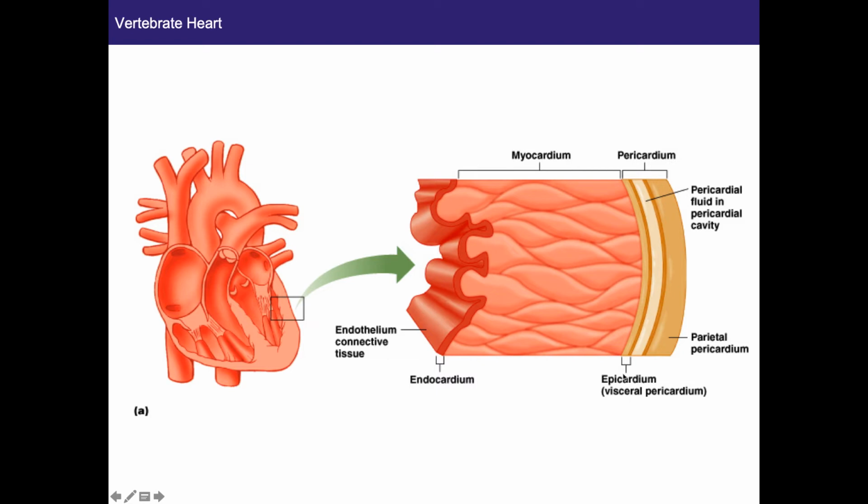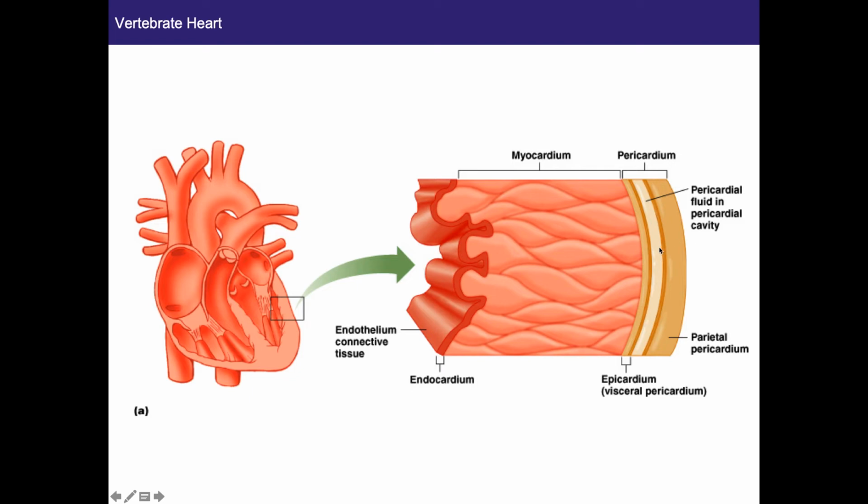And in between these two membranes is fluid. This is the pericardial fluid. Now, this helps to protect the heart. It helps to buffer any kind of movement and jostling.